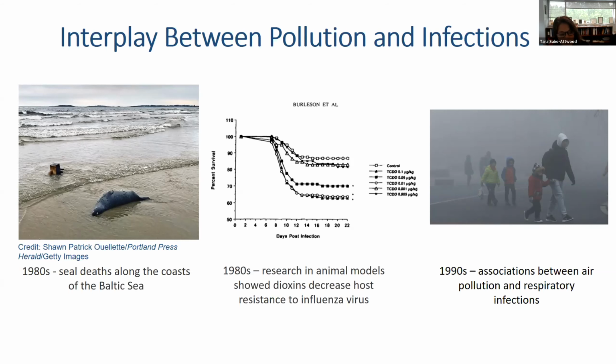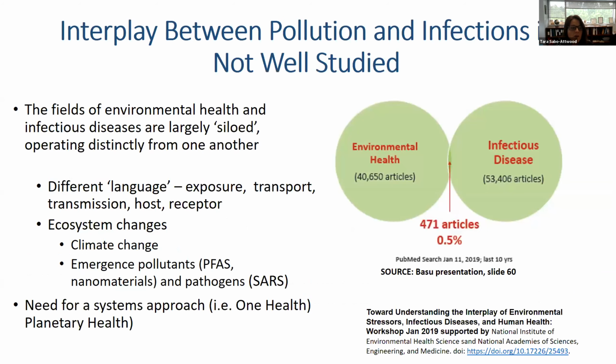And then the last example here is largely stemmed from epidemiological studies, which report an association between air pollution and increased respiratory infections. And I'll talk a little bit more in the talk later on about what we're learning about the relationship between air pollution and SARS-CoV-2 and COVID. But while there has been a growing body of literature regarding how pollution may influence infectious agents and vice versa, really this interface of environmental health and infectious disease and the research being done in that space is quite small.